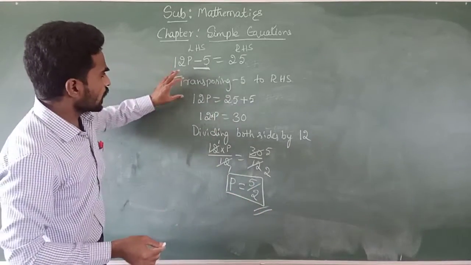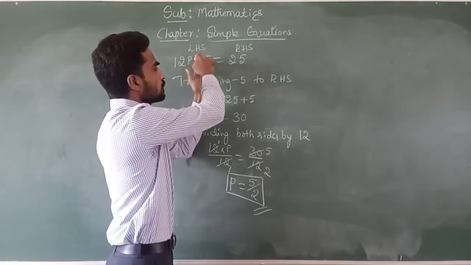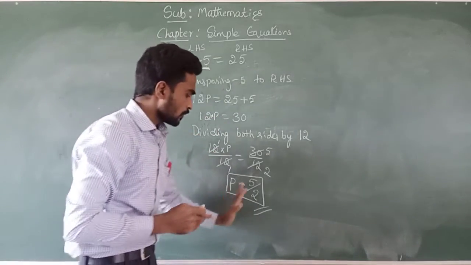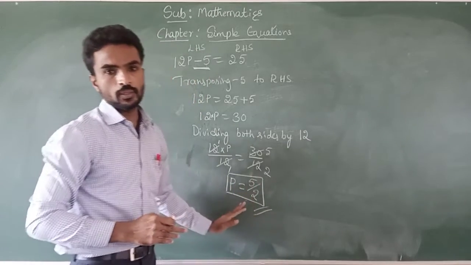Here, instead of adding 5, we transposed minus 5 to the RHS. But in both methods, we get the same solution, p is equal to 5 by 2.